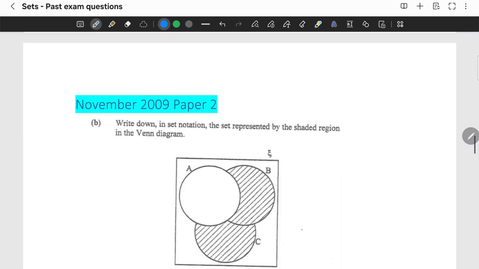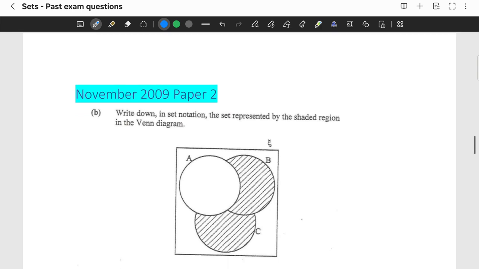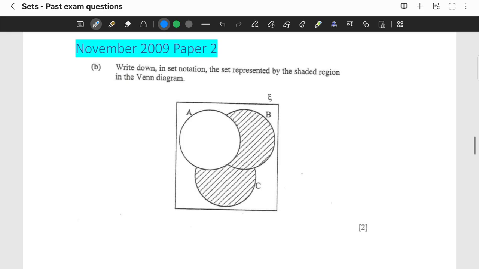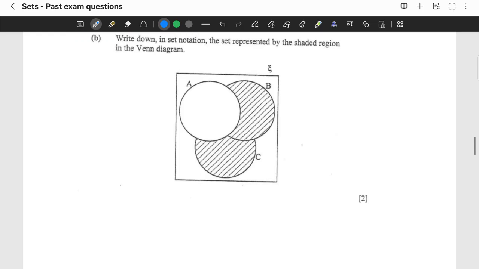Then the next question says, write down, that's from November 2009, paper 2. Write down in set notation the set represented by the shaded region in the Venn diagram. So that Venn diagram is, we have A complement intersecting with B union C, because B union C are both shaded, and then A complement would have been everything outside of A, including what's in the universal set, but it's an intersection of B union C now. So that's the answer.